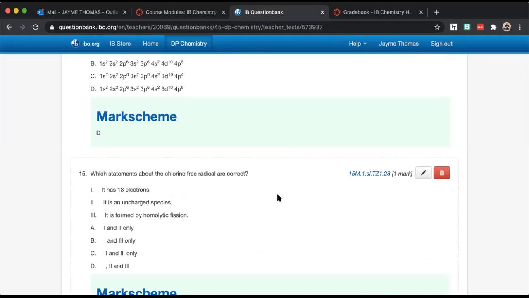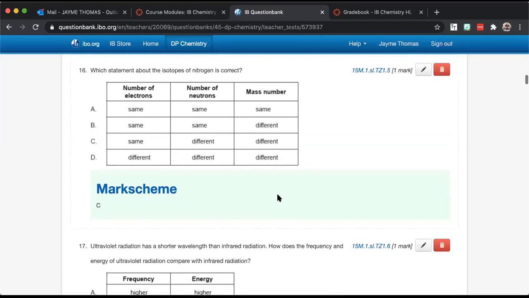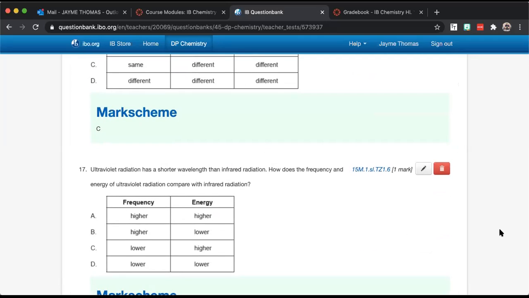Let's see if I can find one more that we can answer about this one. Oh, okay. Let's look at 17. Ultraviolet radiation has a shorter wavelength than infrared radiation. How does the frequency and energy of UV radiation compare with infrared? So this is knowing those relationships between wavelength, frequency, and energy that I just talked about. It tells us UV radiation is shorter wavelength than infrared. So even if you don't remember that, they tell you here in the question. Now you just need to know, are they going to have a higher or lower frequency and energy based on that wavelength description?